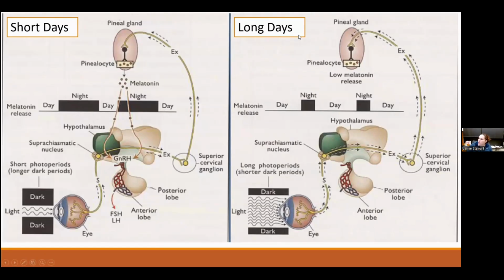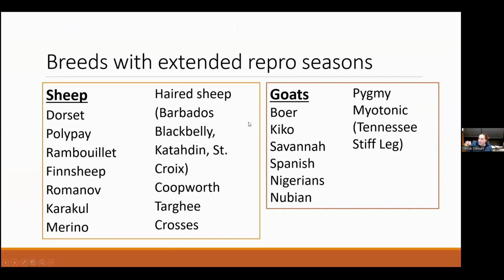And then, so this is just that one that I just showed. So this is the opposite, where it's the long days. We've got more light and less dark, and then it's going to trigger low melatonin release. So then it's going to basically shut down this hypothalamus so that GnRH isn't being produced. And so when we go through the management and talking about breeding out of season, you definitely want to make sure that you're selecting breeds that have an extended reproductive season.